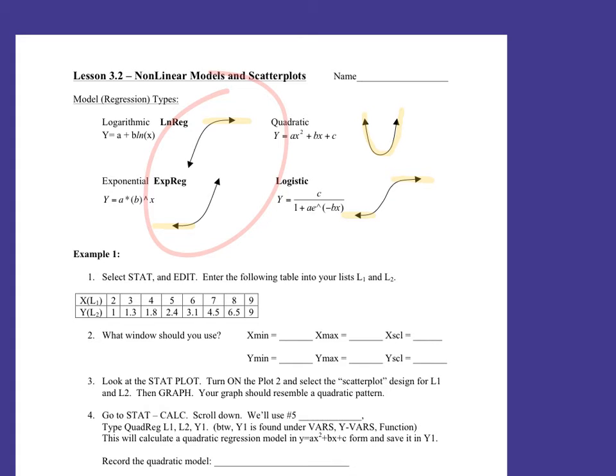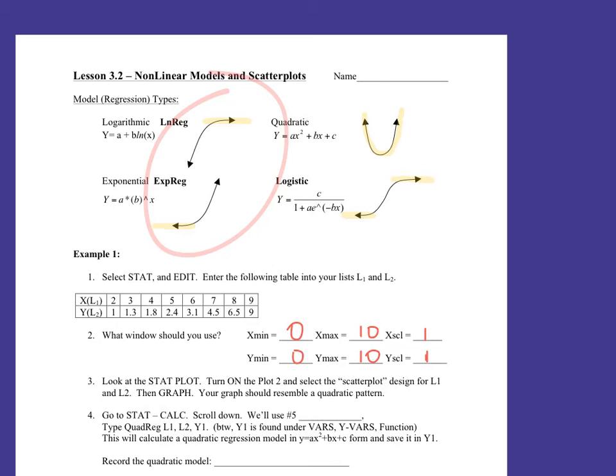Once you have those data points in, you'll want to decide what your window should be. Looking at the data for our x values, I think a good idea would be to have our minimum be 0 and our maximum be 10, because the data points go from 1 to 9, with a scale of 1. And the same thing for our y values, 0 and 10, again because of the minimum and the maximum, with a scale of 1.